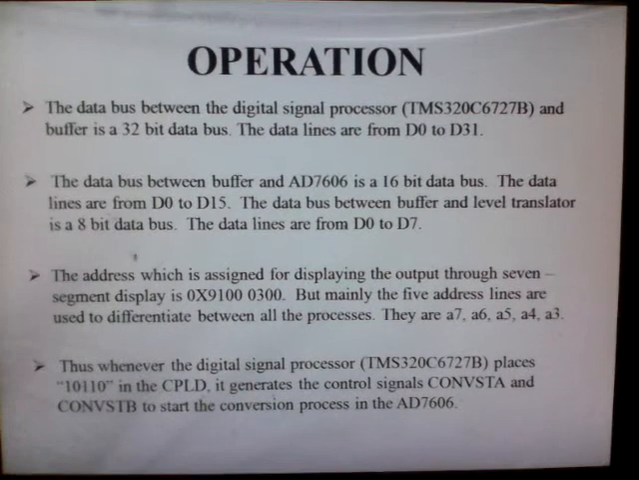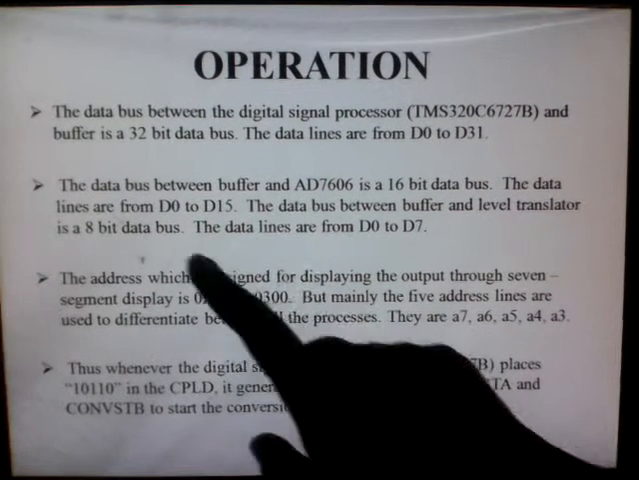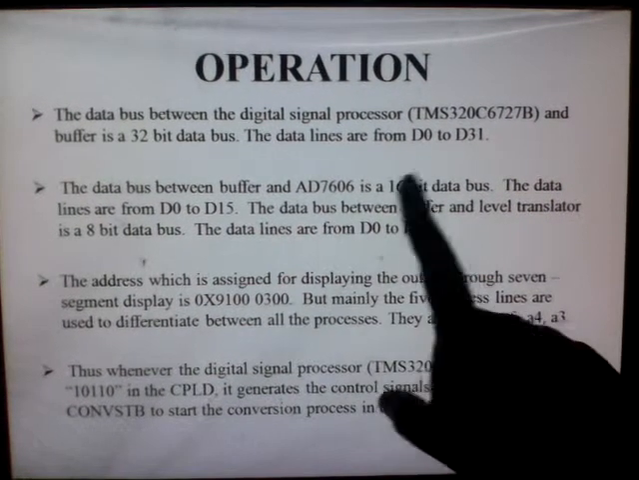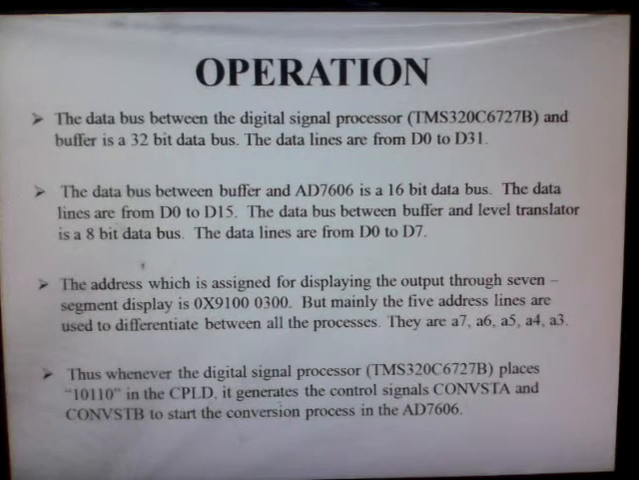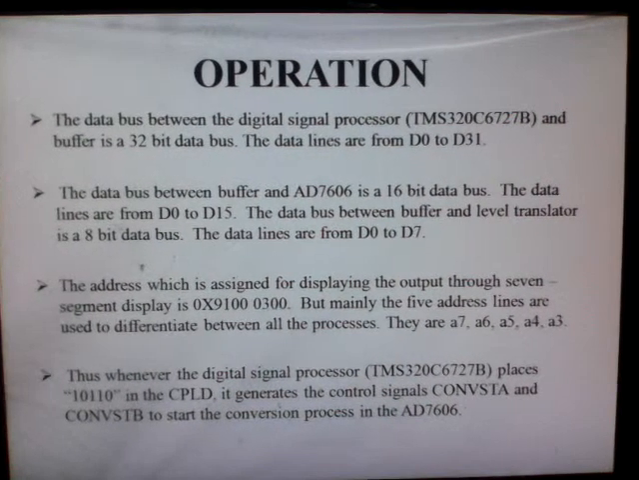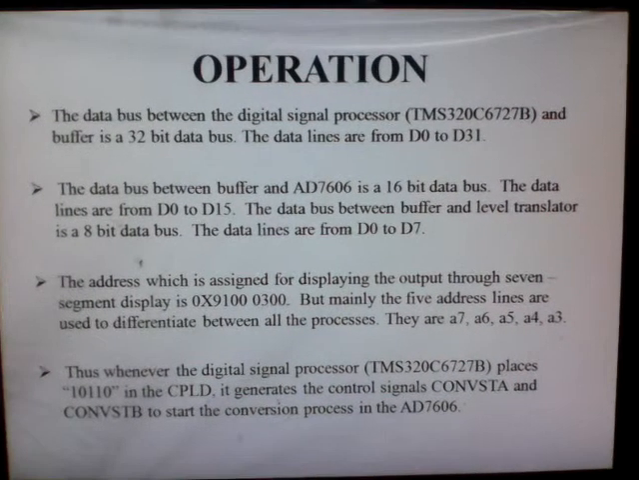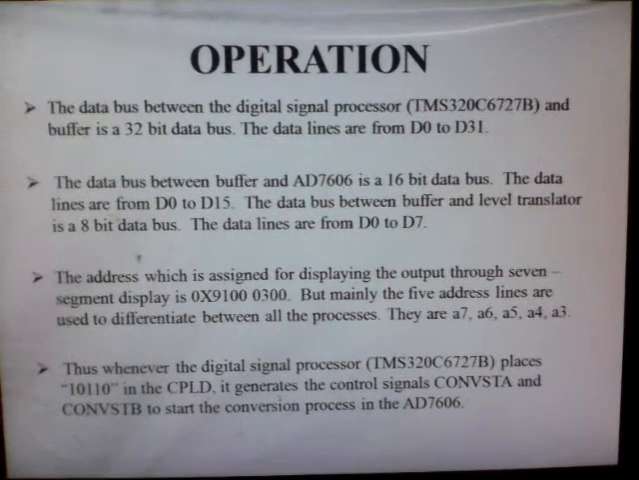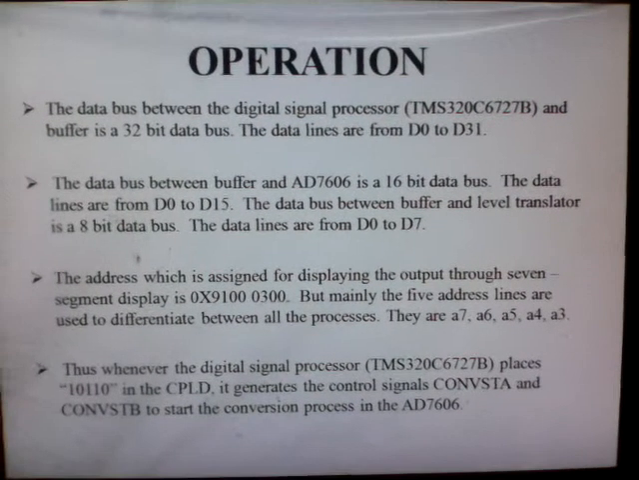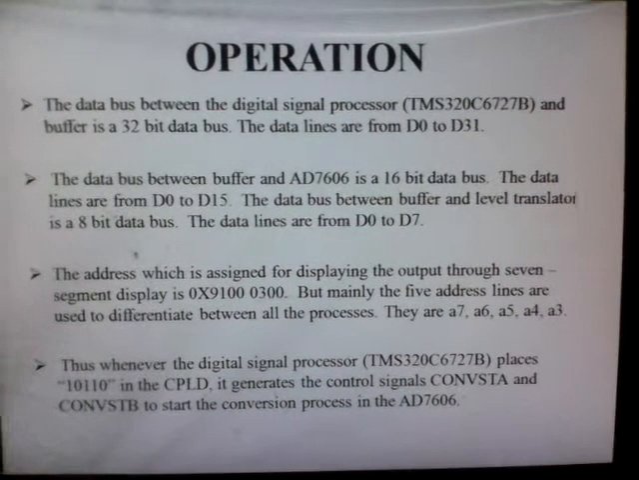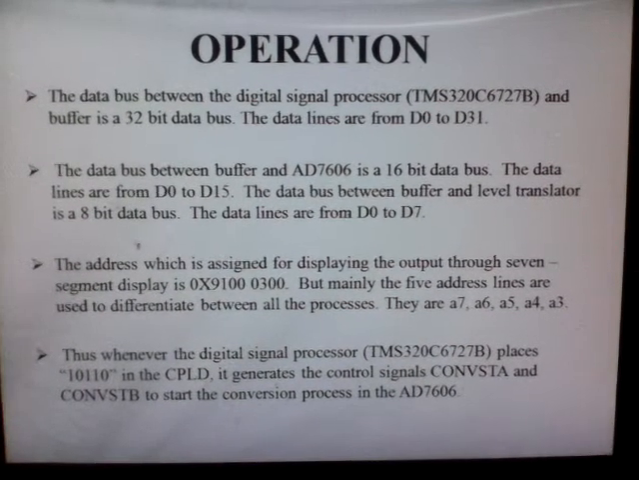So now we shall see the operation. The data bus between the buffer and ADC is a 16-bit data bus, so the data lines are from D0 to D15. The address which is assigned for displaying the output through the 7 segment display is 300, but mainly the 5 address lines are used to differentiate between all the processes that are taking place. Those 5 address lines are A7, A6, A5, A4, A3.